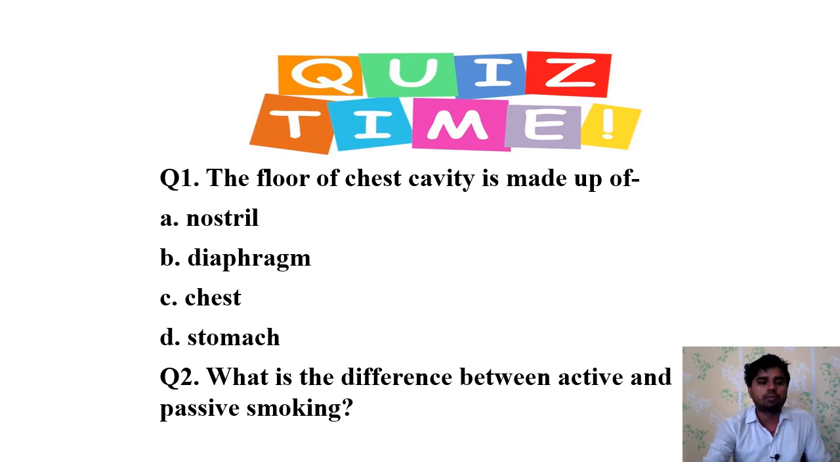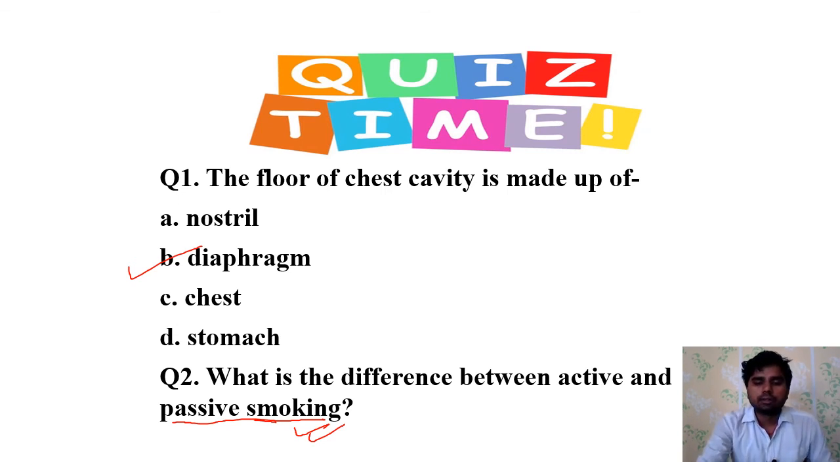Now you have to tell this answer. The floor of the chest cavity is made up of nostril, diaphragm, chest, or stomach. So yes, we have done this. It is made by the diaphragm. What is the difference between active and passive smoking? The person who is having the cigarette is doing active smoking, and the person who is around the person having the cigarette and having that smoke inside, such a person is doing passive smoking.